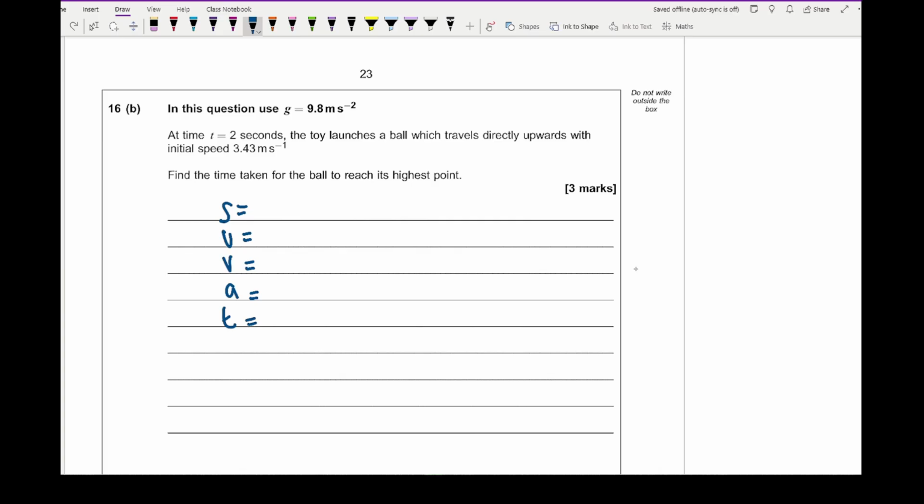So we have got an initial speed of 3.43. We have a final velocity of 0 because that would be when the ball reaches its maximum height, its highest point. Acceleration is going to work against the ball at minus 9.8, and the question is about the time. So we're going to use v equals u plus at and solve for t. Substituting values in and rearranging, solving for t, we get t is equal to 0.35 seconds.